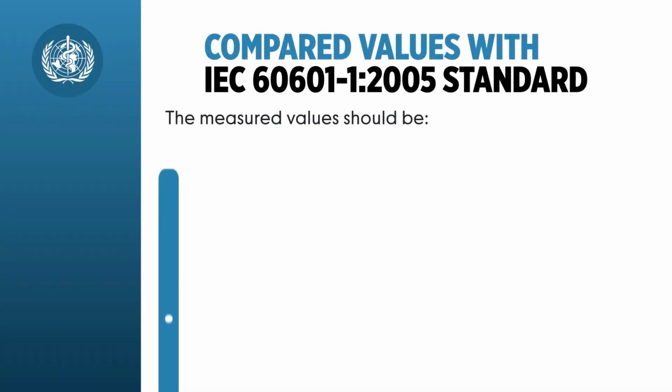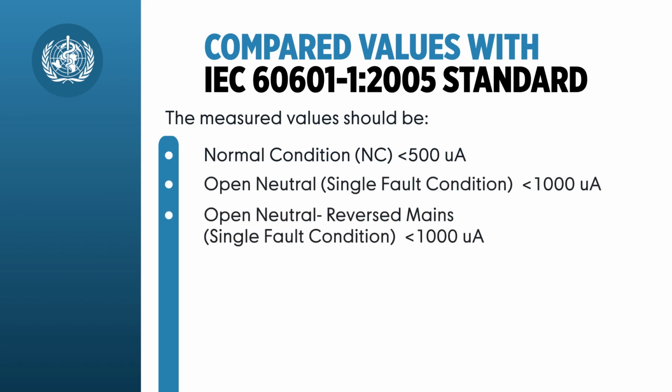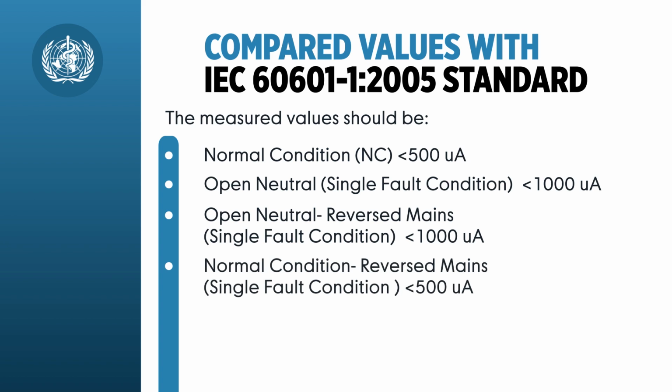Compare the measured values with the IEC 60601-1 2005 standard. The measured values should be normal condition, NC, less than 500 microamps, open neutral, single fault condition, less than 1000 microamps, open neutral, reversed mains, single fault condition, less than 1000 microamps, normal condition, reversed mains, single fault condition, less than 500 microamps.